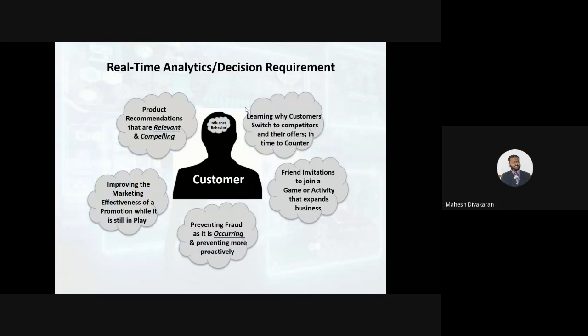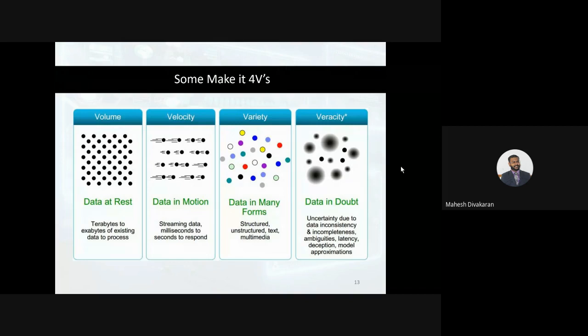Preventing fraud is a big challenge in the banking or finance industry. Then learning why customers switch to competitors, so competitor analysis. Then friend invitations to join a game or activity. All these things need real-time analysis, and we need to make decisions faster and process the data.